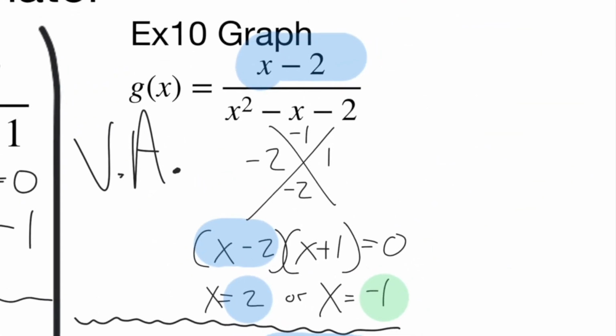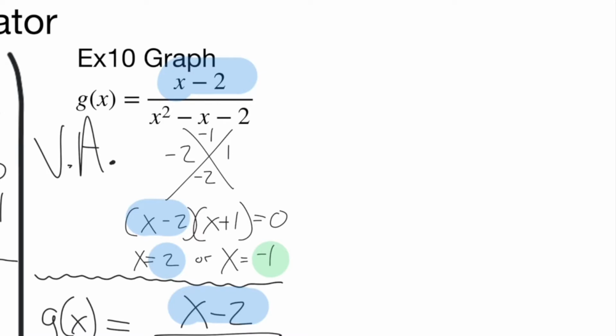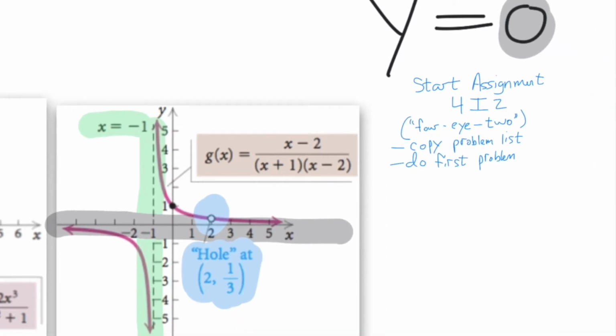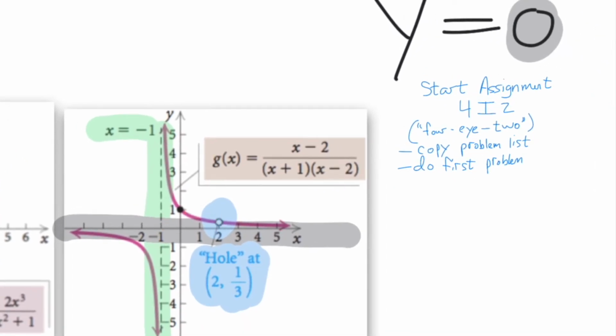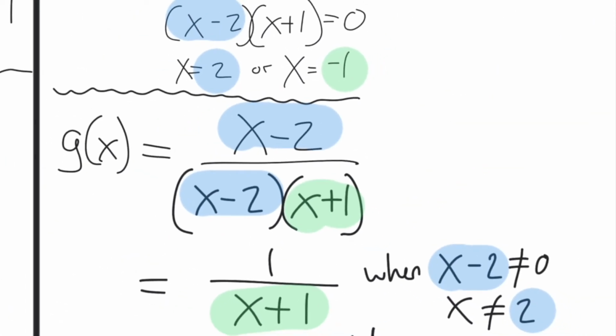Last example, here we go. This is the last example of the entire chapter. This is the numerator, and when you factor the denominator, you get x minus 2 and x plus 1. Therefore, we've got vertical asymptotes at 2 and negative 1. However, we notice that x minus 2 shows up in both the numerator and the denominator.